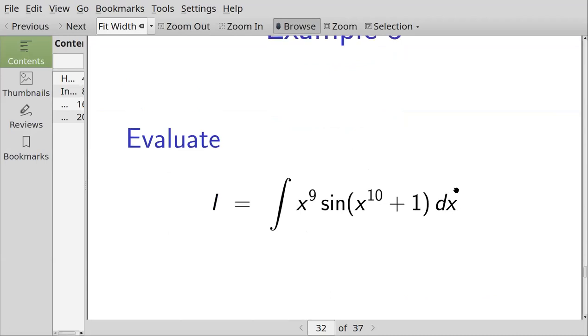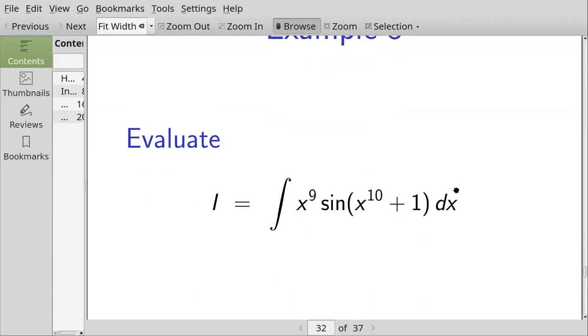Okay. I is the integral of x to the 9 times sine of x to the 10 plus 1 dx. Right? Inside the sine, I've got x to the 10 plus 1. Outside the sine, I've got x to the 9 dx. All right. Can this be done by substitution? Yes. And if so, which substitution would you use?